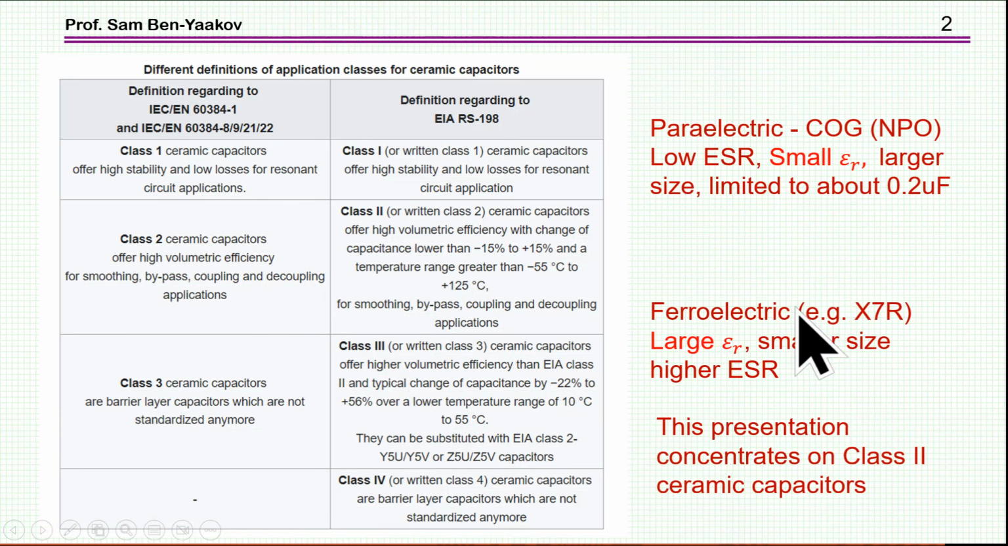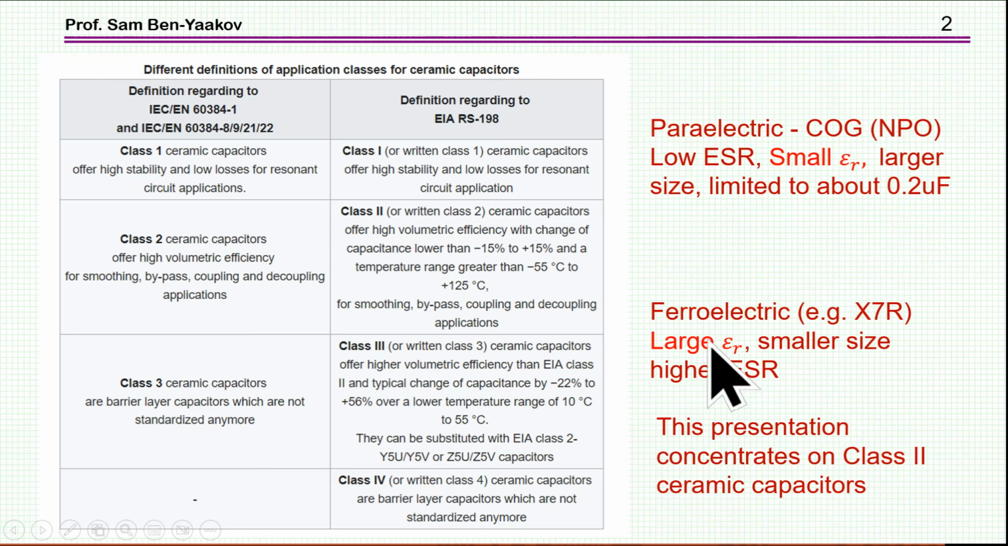We have the paraelectric capacitors and the ferroelectric capacitors. These are the materials. Now the paraelectric ones, like the C0G or NP0, are characterized by a low ESR, a small relative dielectric constant, and therefore they are larger in size, and therefore they are limited to about 0.2 microfarad. There are some larger than that, but there is some limitation there.